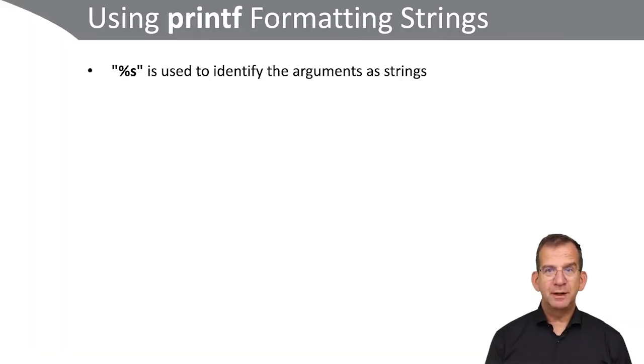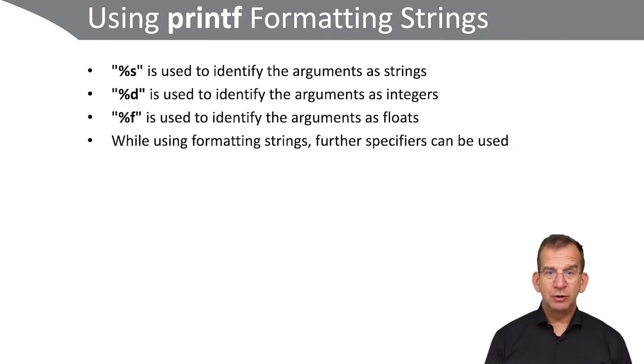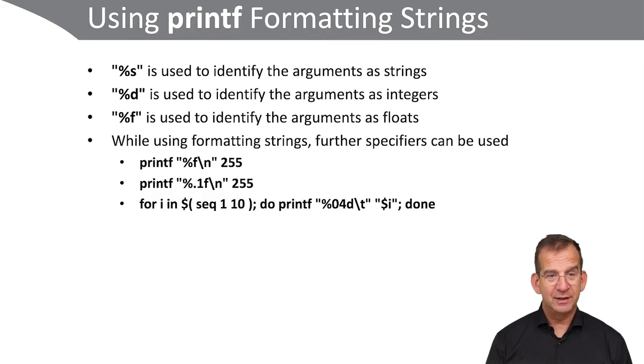So we need to talk about printf formatting strings. %s is used to identify the arguments as string. Then there's %d as well, which is used to identify the arguments as integers or numbers. And %f is used to identify the arguments as floats. While using formatting strings, further specifiers can be used as well. Which we see when we use printf %f \n on 255. And here we have %.1f \n on 255, and here we have another example.